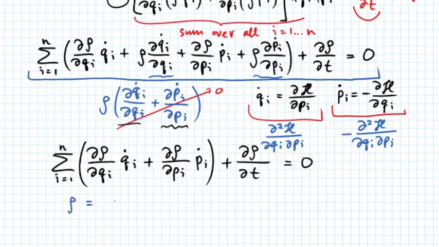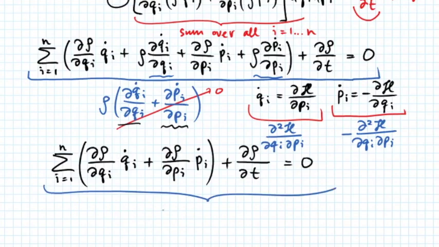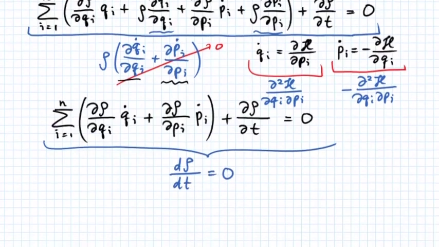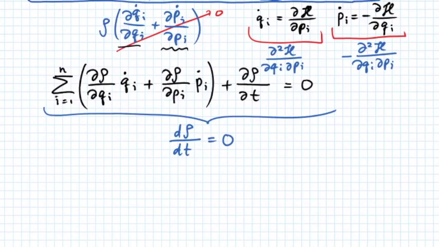We know that the phase space density is a function of all of the coordinates, all of the momenta, and time. In fact, what we got here is just the chain rule for the full derivative of the phase space density. So this here is simply the full derivative of rho with respect to time, which is equal to 0. Thus we proved that the phase space density is constant, or that the phase space density behaves as an incompressible fluid in phase space.